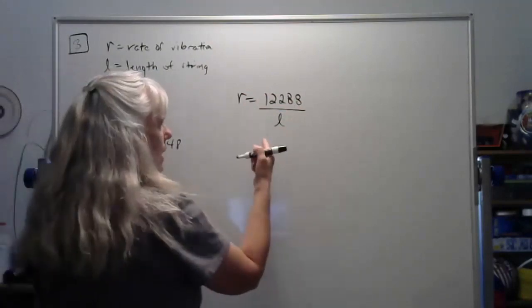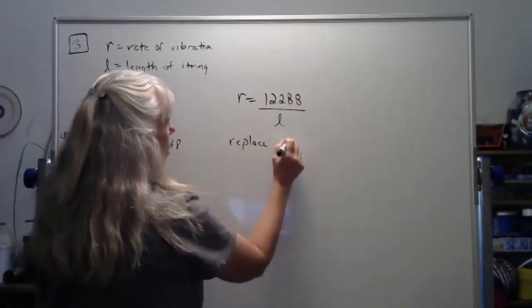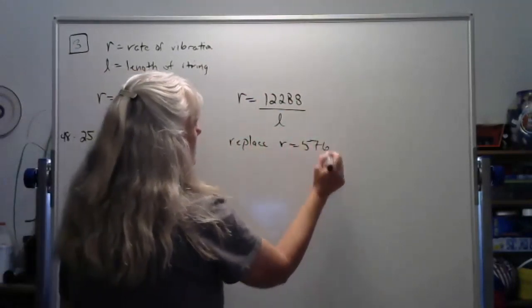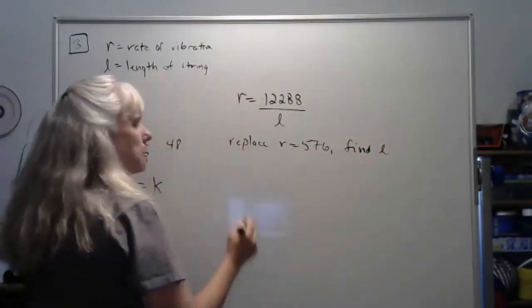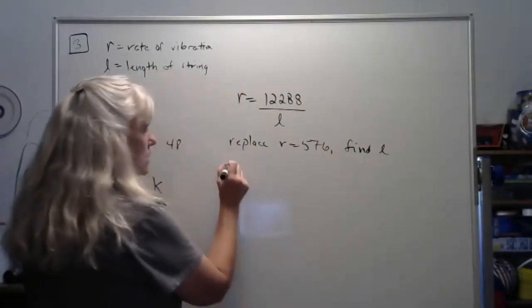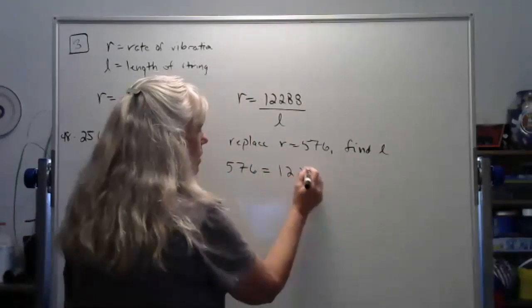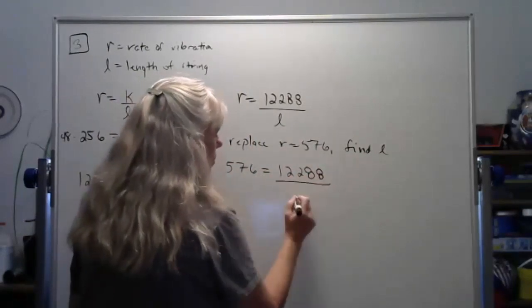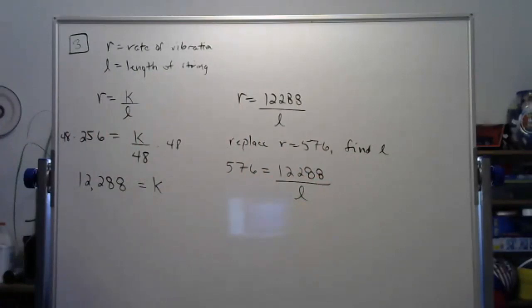So now we're going to come back in, we're going to replace R with the 576, and we need to find L. And there's the final step. So now we're actually using the equation of variation for another set of circumstances. So 576 is equal to 12,288 all over L, and we need to solve this for L. How are we going to solve that for L? Have you got a suggestion?